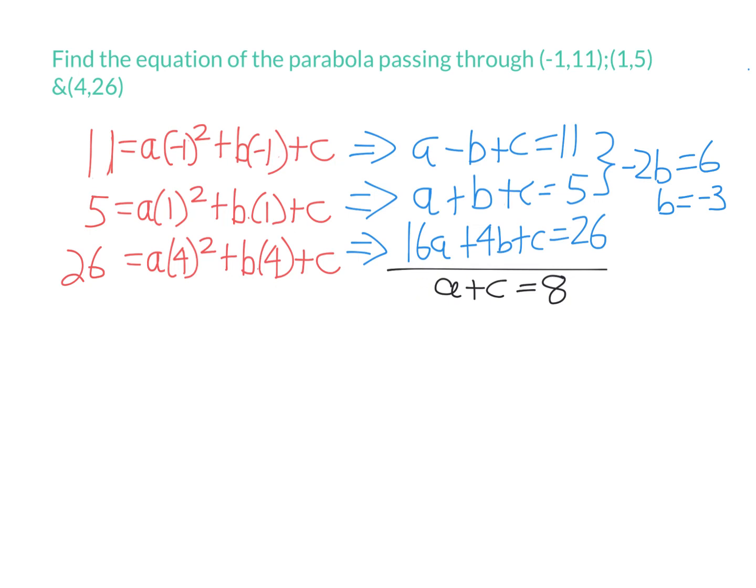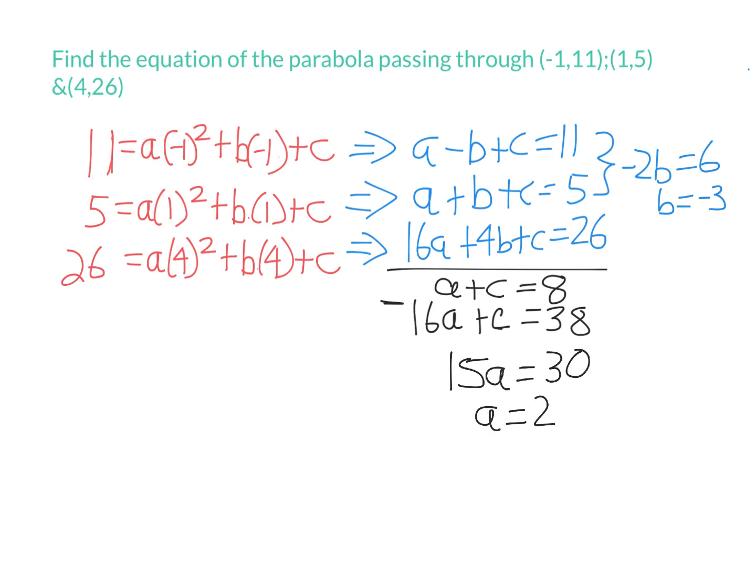Substituting into the bottom equation, I get 16a minus 12 plus c equals 26. So 16a plus c equals 38. So now I can simply subtract the equations again. 16a minus a gives me 15a. 38 minus 8 is 30, so I get a equals 2, which means c equals 6, and thus the equation of this parabola, y equals ax squared plus bx plus c, and then we're done.